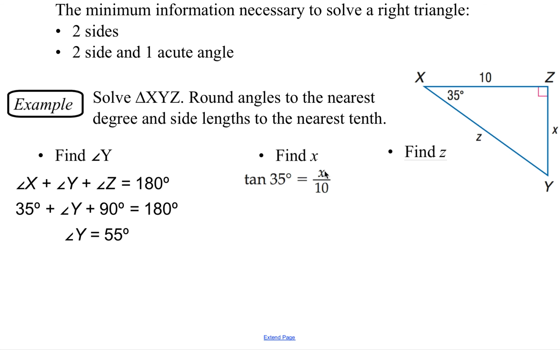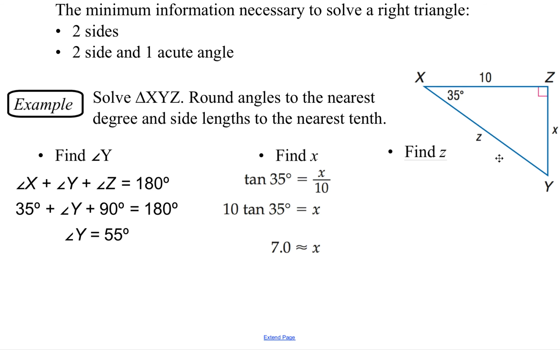So if I want to solve this for x, I need to get rid of the 10. So multiply both sides by 10, and x is equal to the tangent of 35. And now it's a calculator problem. Plug in tangent 35 degrees and hit enter, and multiply it by 10, and you get approximately 7.0.